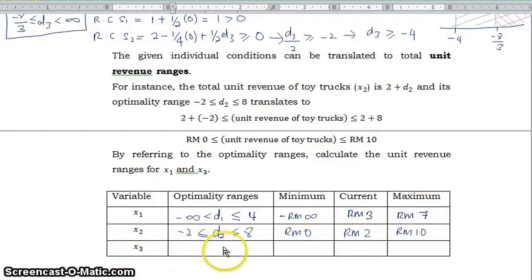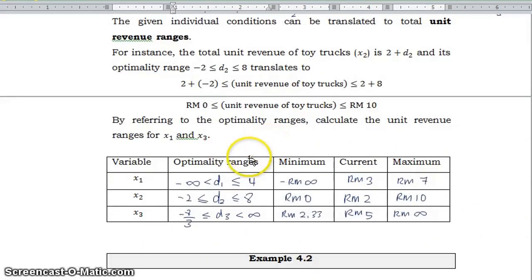And for toy car, the change of this revenue of X3 is between negative 8 over 3 and infinity. If the current revenue of toy car is 5 ringgit, Toyco can reduce the price of this toy until 2 ringgit and 33 cents, and can increase the price of this toy until infinity. This is the individual range.